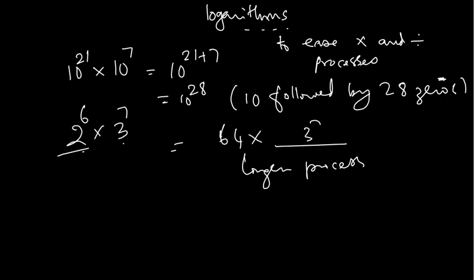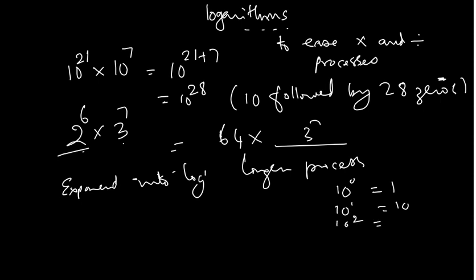Before the advent of calculators, what they used to do was convert each of these exponent forms into logarithm form, and that's how logarithms actually came into the picture. So let's look at the simplest way to understand this. We already said anything to the power of 0 equals 1, 10 to the power of 0 equals 1. 10 to the power of 1 is 10. 10 to the power of 2 is 100.